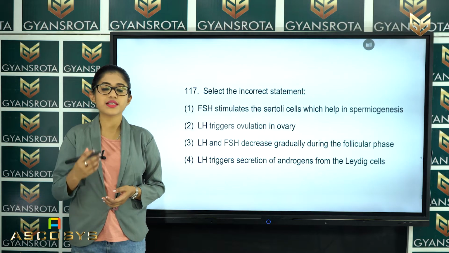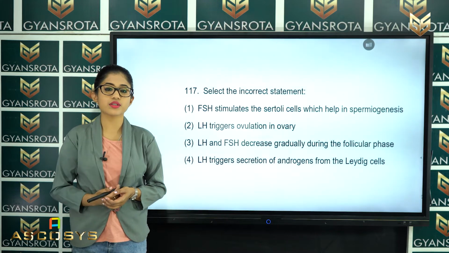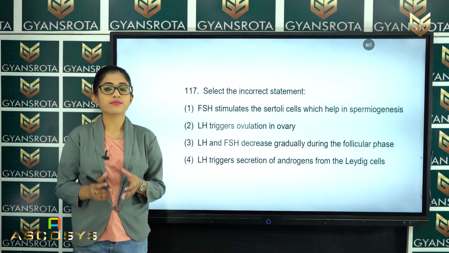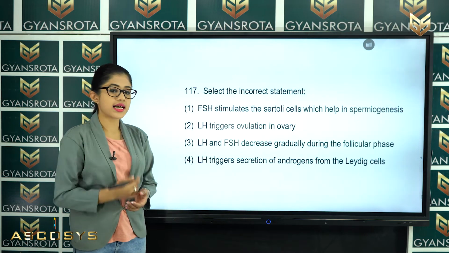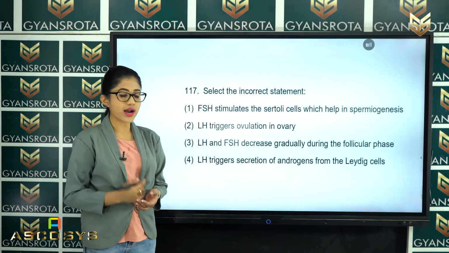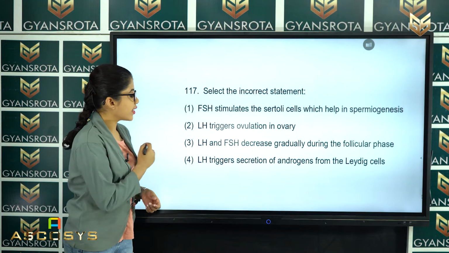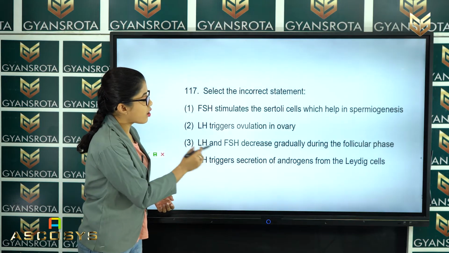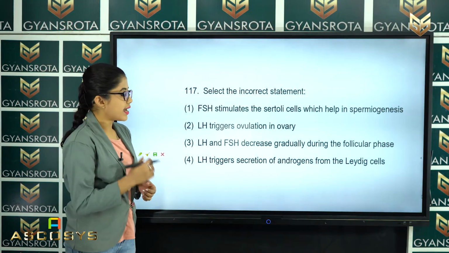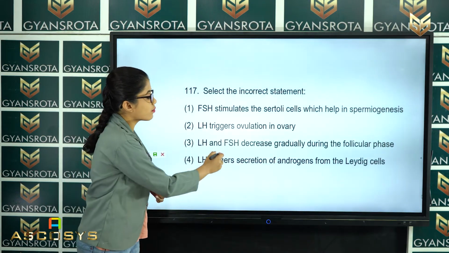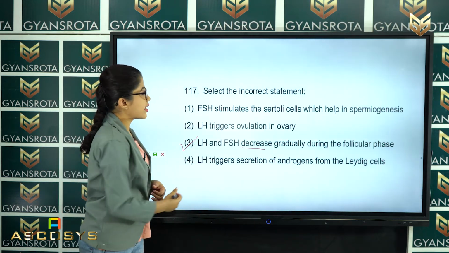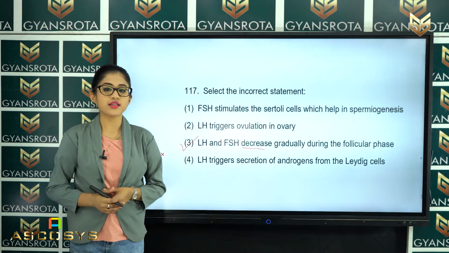Leydig cells. Well, we have discussed these two hormones, the luteinizing hormone and the follicle stimulating hormone, in the chapter Human Reproduction while discussing the male reproductive system. So, which among them is the correct answer? Options 1, 2 and 4 are correct statements, while option 3, that luteinizing hormone and follicle stimulating hormone decrease gradually during the follicular phase of the menstrual cycle, is the incorrect statement, because these two hormones increase, but here it is written decrease. That means option number 3 is the incorrect statement, and this is the correct answer of this question.